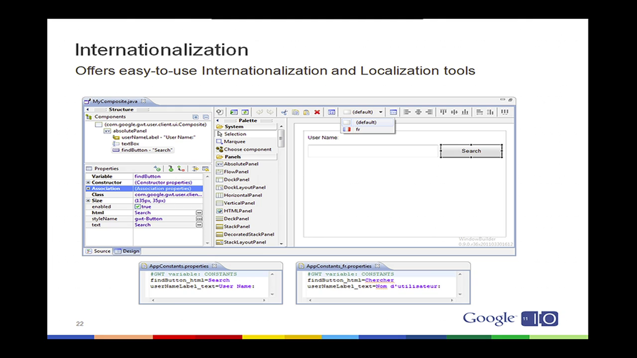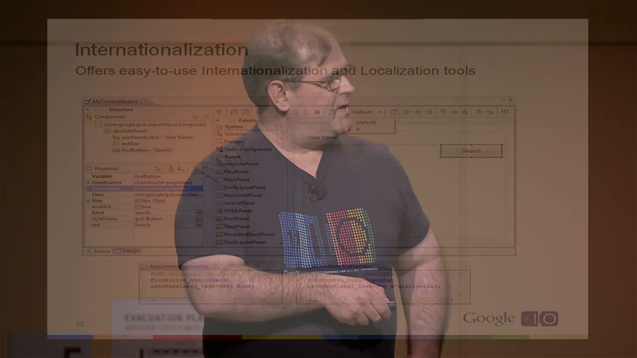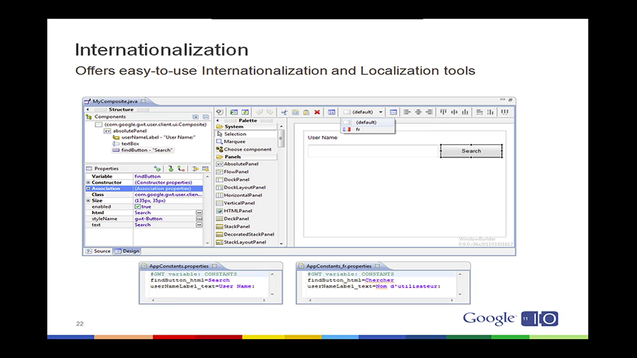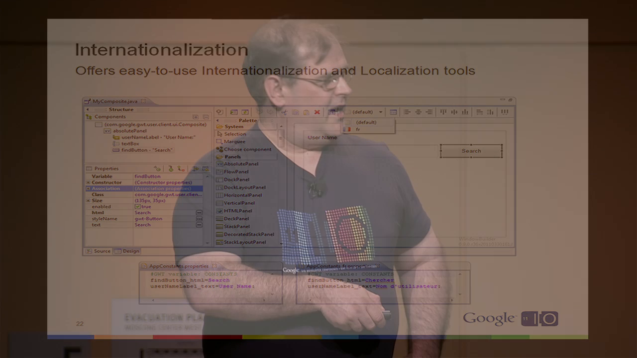If I were to make changes to these widgets and change their text, rather than updating the text in the actual source of the class, it'll actually update the appropriate property file. So if I'm in the default locale, it'll update the default property file. If I'm in the French mode, I'll update the French property file. And I can also go down here, change the property files, and then see the results reflected back in the UI if I want.